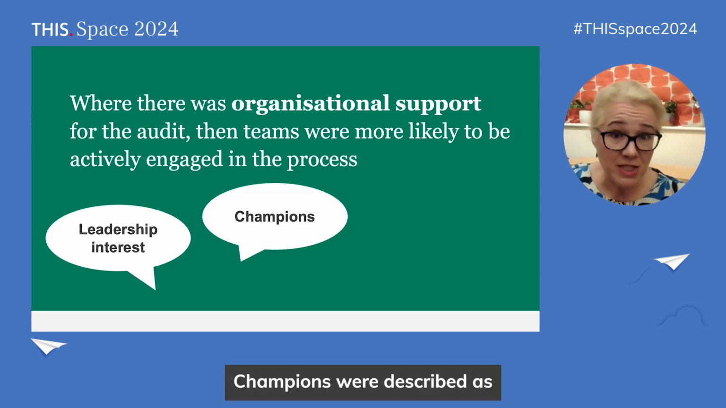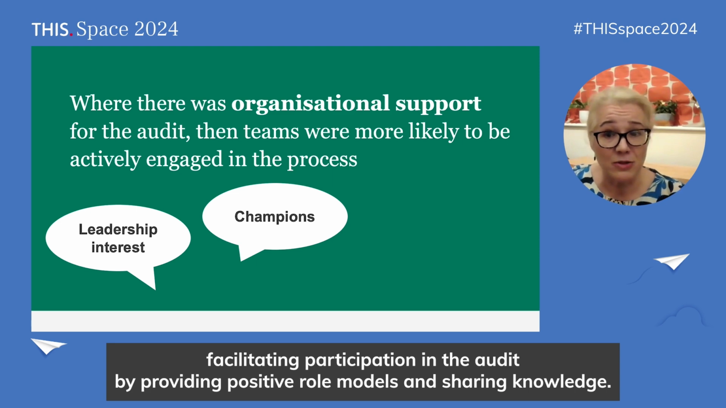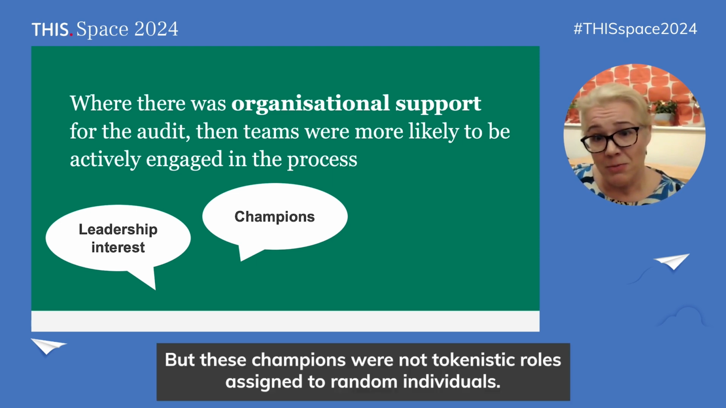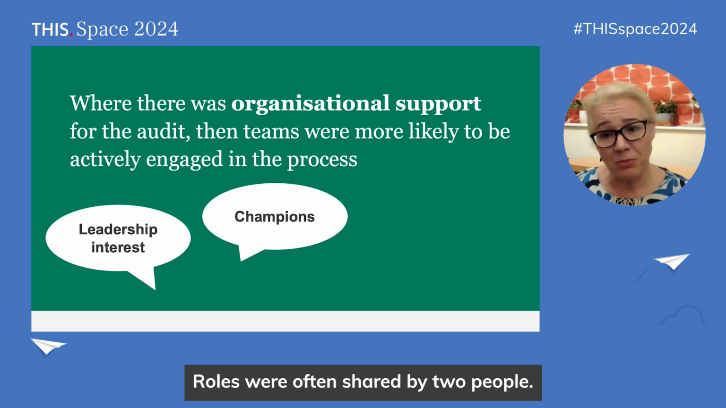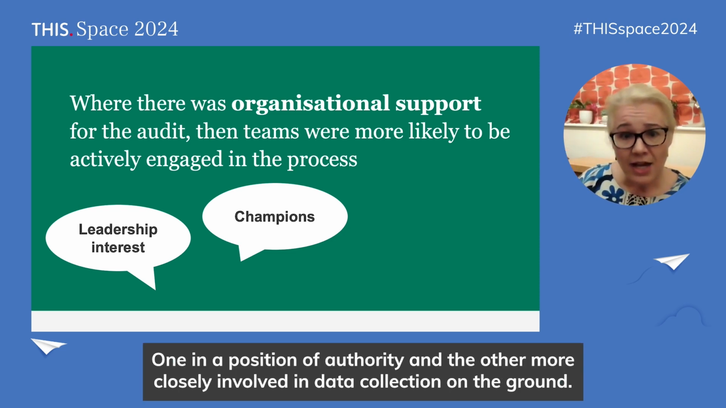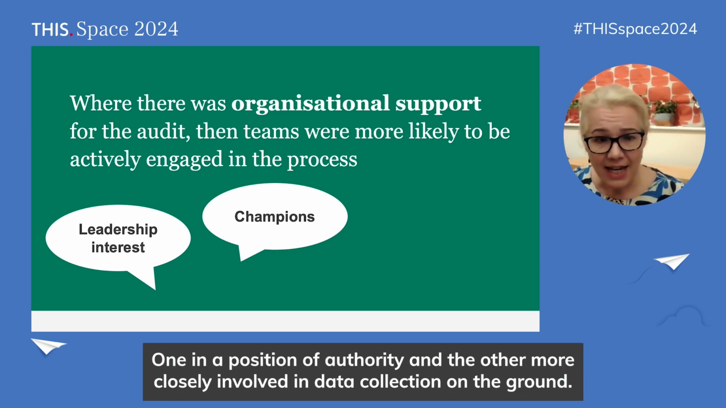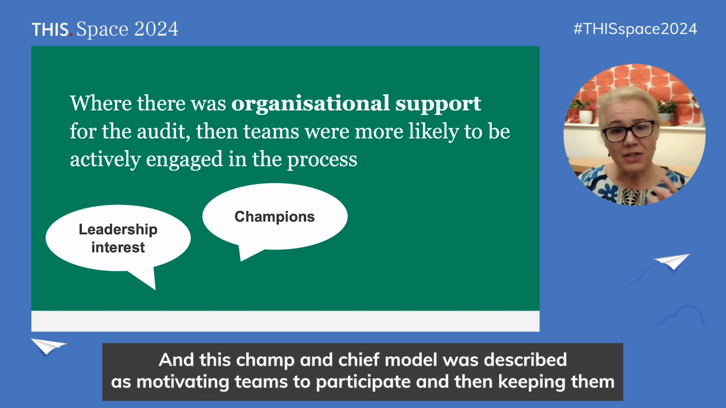And champions were described as facilitating participation in the audit by providing positive role models and sharing knowledge. But these champions were not tokenistic roles assigned to random individuals. Instead, they were fostered in response to genuine interest in quality improvement. Roles were often shared by two people, one in a position of authority and the other more closely involved in data collection on the ground. And this champion and chief model was described as motivating teams to participate and then keeping them engaged.